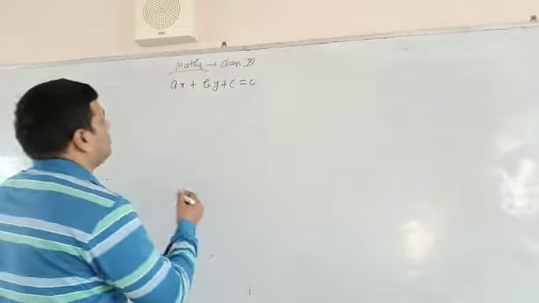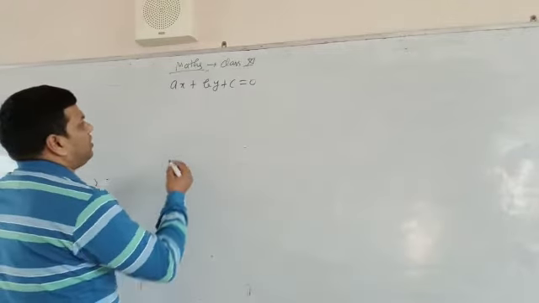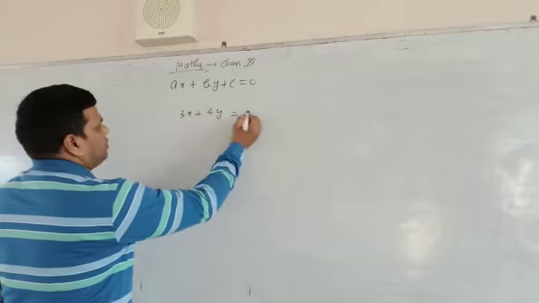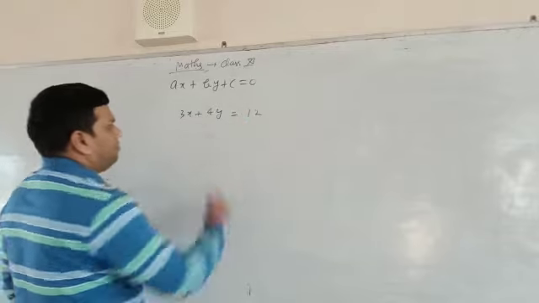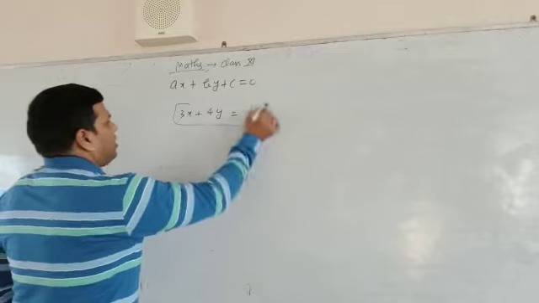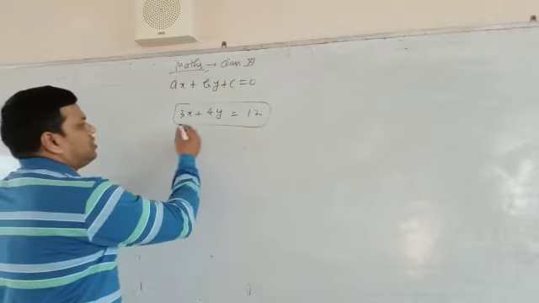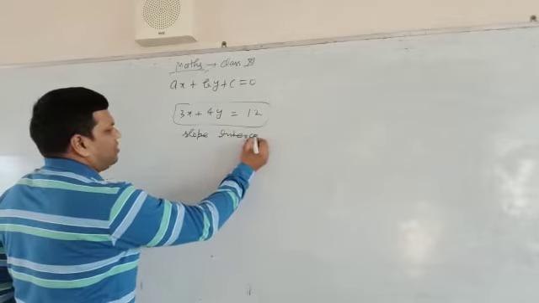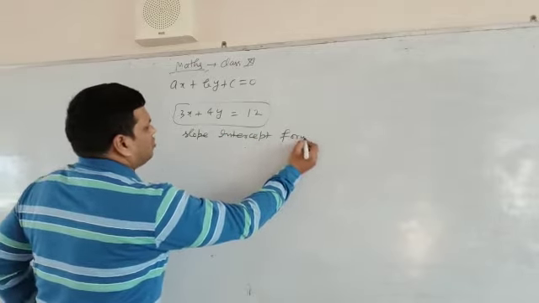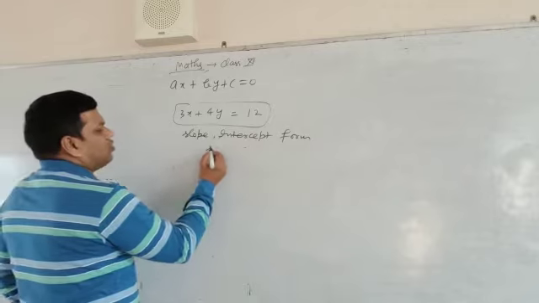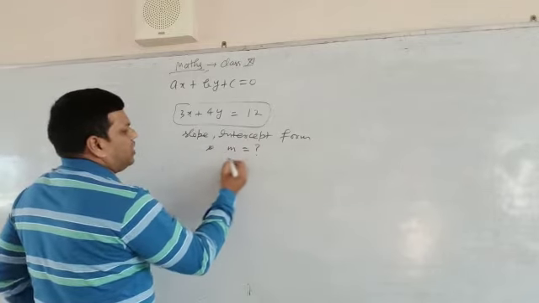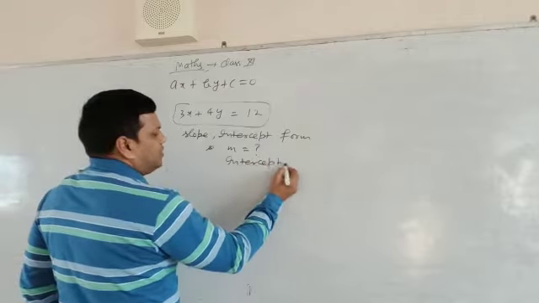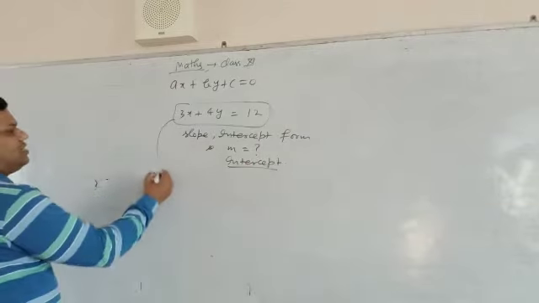So if you have been given a question like 3x plus 4y is equal to 12, this is the equation given, and you have to change this into slope intercept form, and also tell what is the slope of that and what is the intercept of that. So how can you change it?